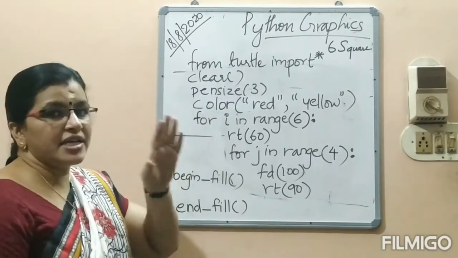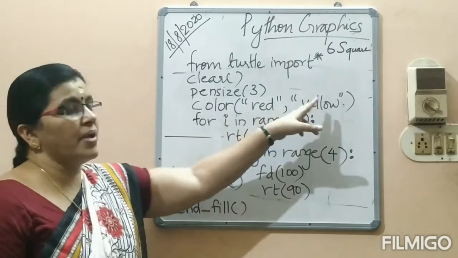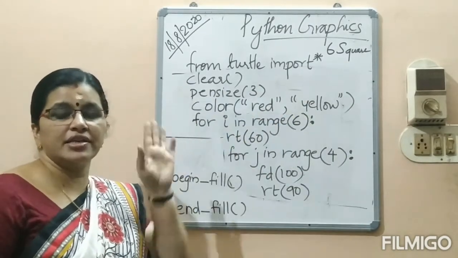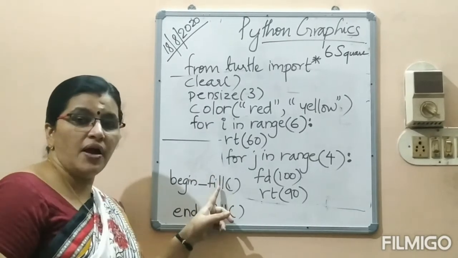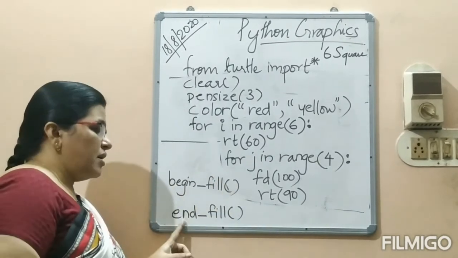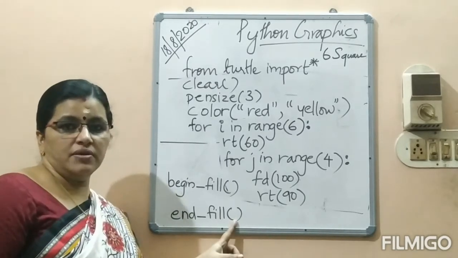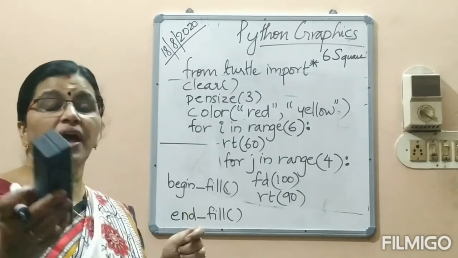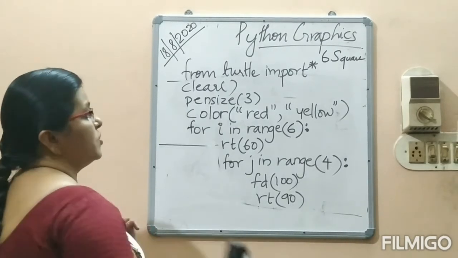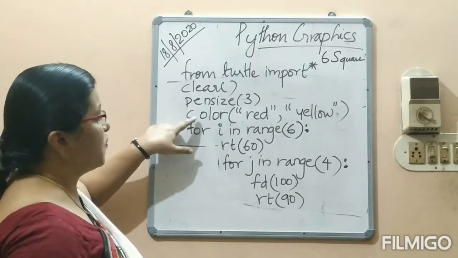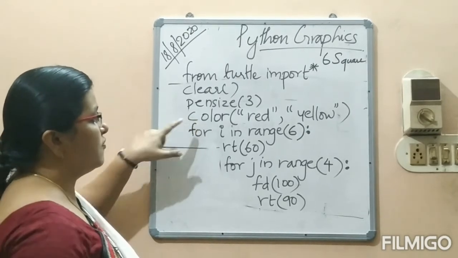We cannot get color while writing this command alone. What do you have to do? You have to add begin underscore fill, end underscore fill. Where we have to write this? You have to write before this for loop. Before this for loop.